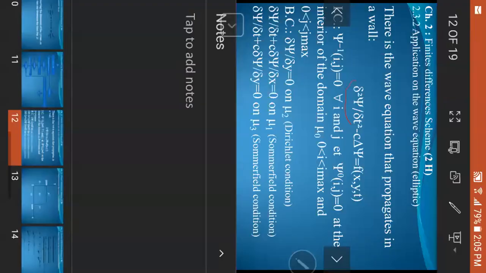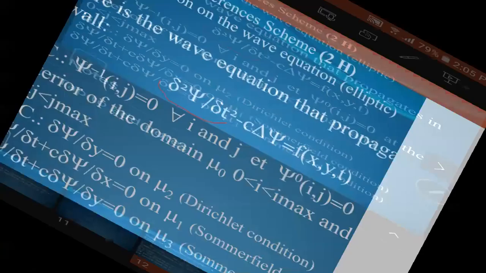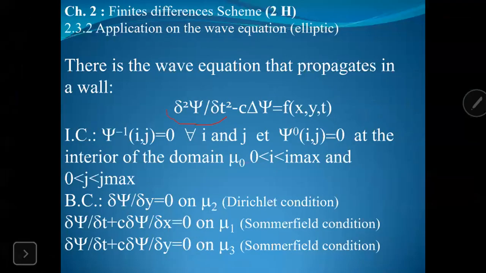To solve this equation, it is not complicated, but we have a hierarchy in the calculation. Then we need to know which one is the first and which one is the second.